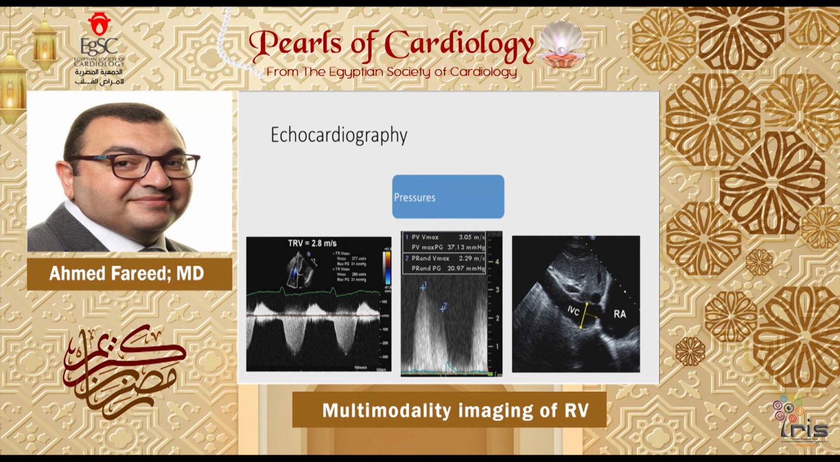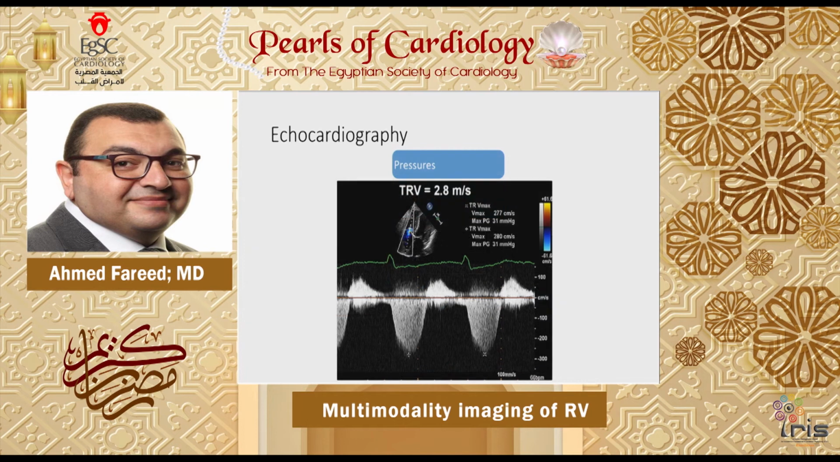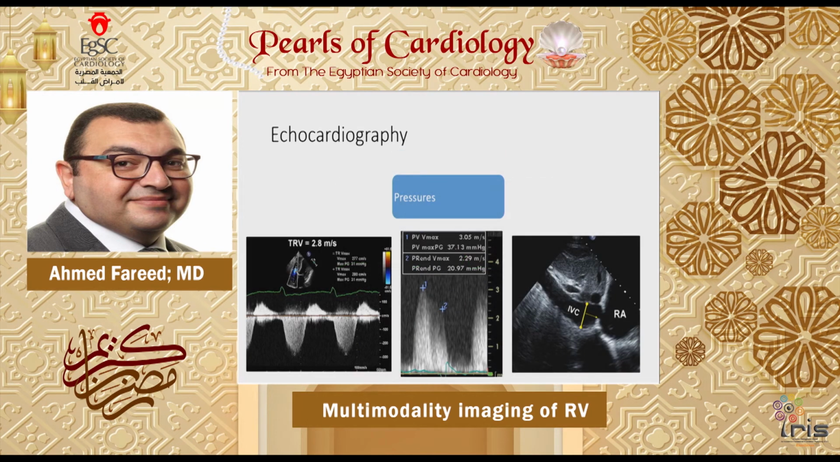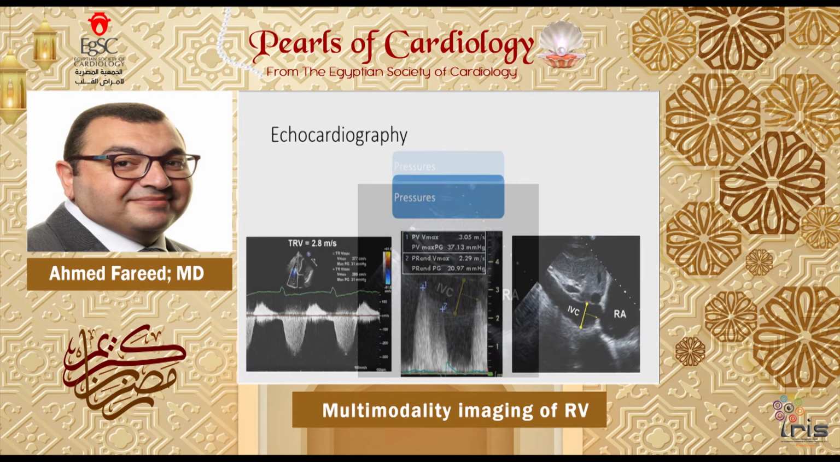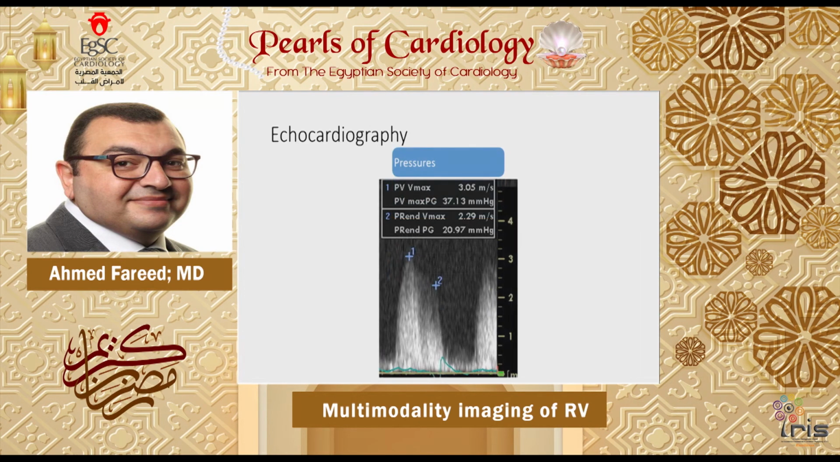Also, you can measure the pressures here by echocardiography, including the peak tricuspid flow velocity, and adding to it the IVC parameter, the right atrial pressure, and here you can calculate the right ventricular systolic pressure and the pulmonary artery systolic pressure. Also, you can use the PR gradient to estimate the mean pulmonary artery pressure and the end-diastolic pressure.